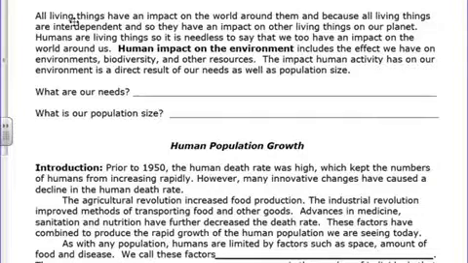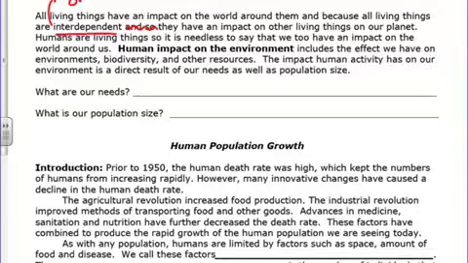All living things have an impact on the world around them. And because all living things are interdependent, as I just underlined, they have an impact on other living things on our planet. That means they affect one another. They rely on one another, and changes in one population can make changes in other populations. So there's all sorts of connections going on there.